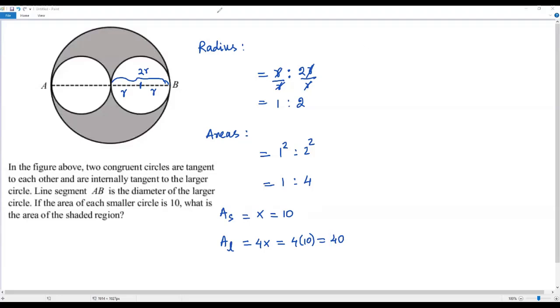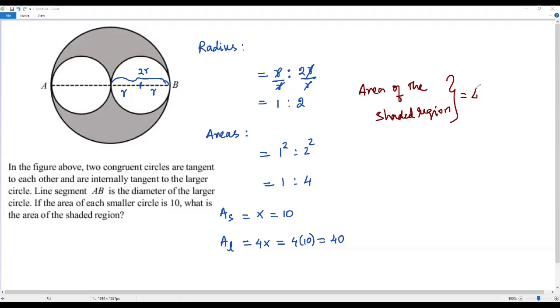Now we can find the area of the shaded region. Let me write it over here. Area of the shaded region. As I said already, to get the area of the shaded region, we have to subtract the areas of the two smaller circles from the area of the larger circle.